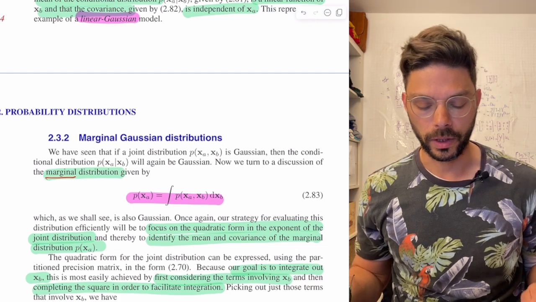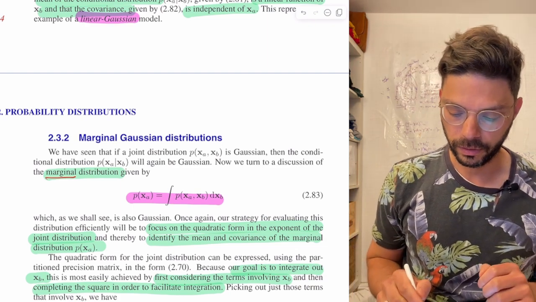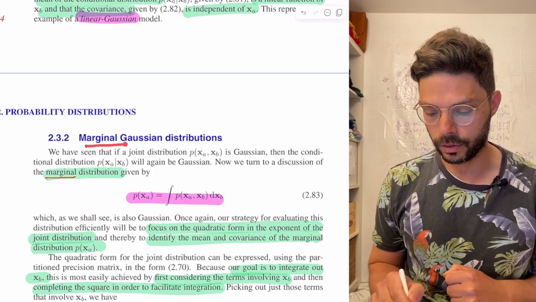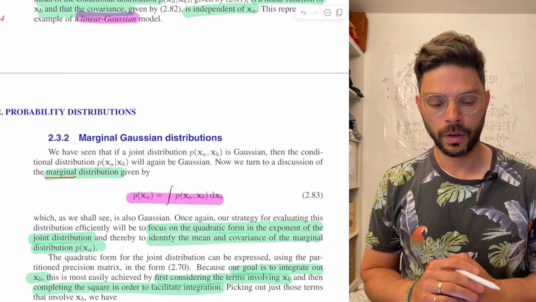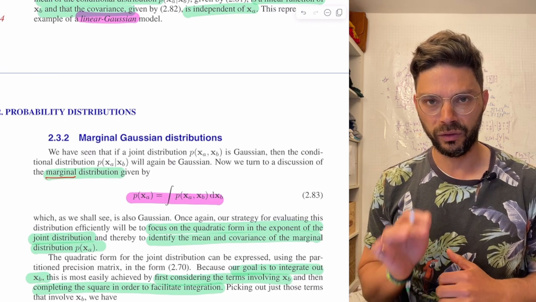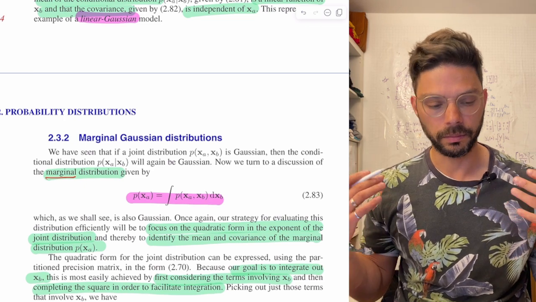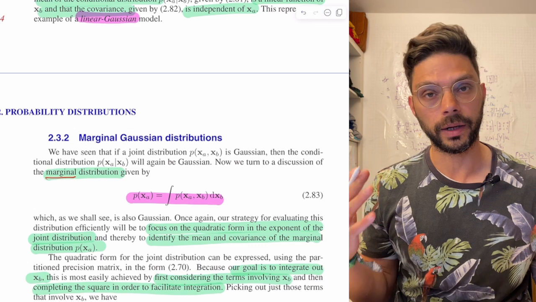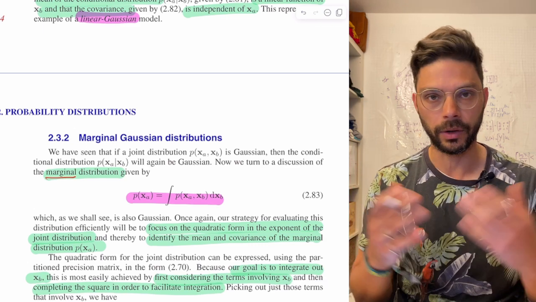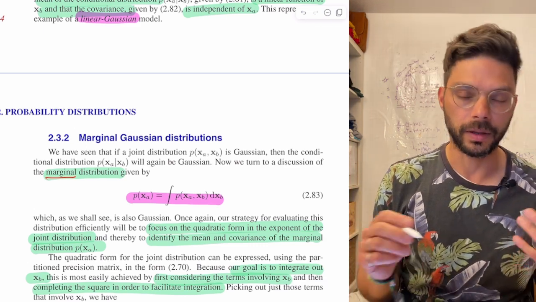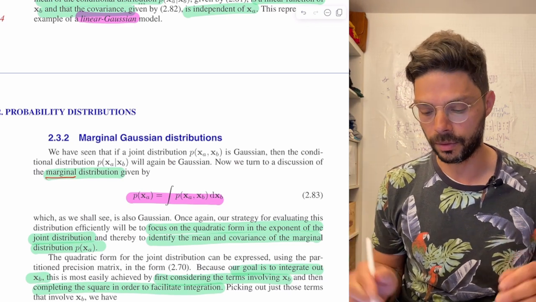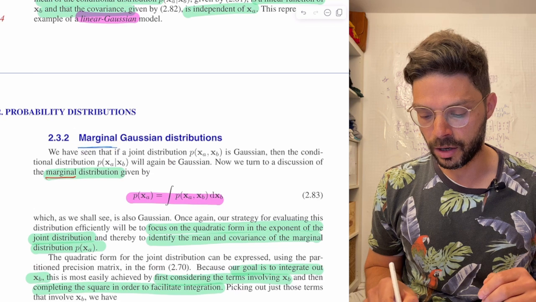All right, so we are now at section 2.32 talking about the marginal Gaussian distributions. Before we get into it, there's one definition that I want to make sure you're clear on, which I heard a lot when I was first starting. It can be a bit confusing, but it's very simple: this idea of the marginal distribution.